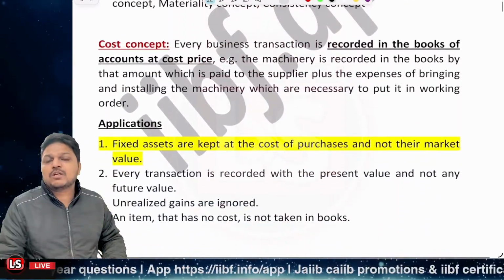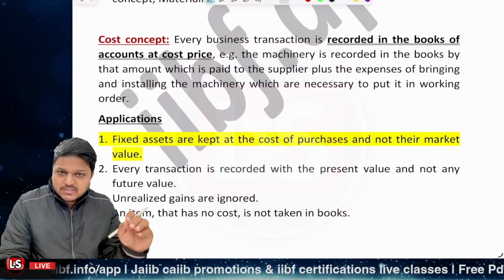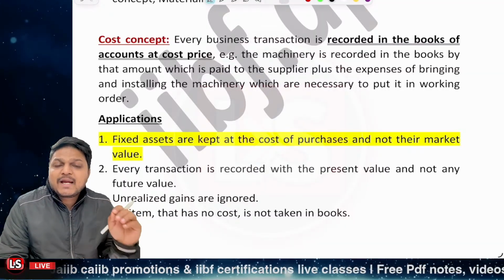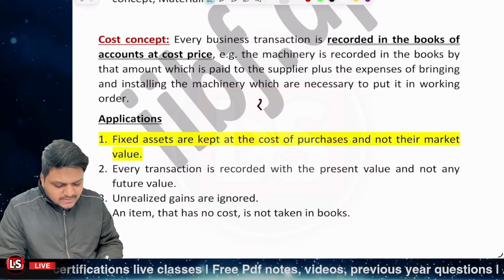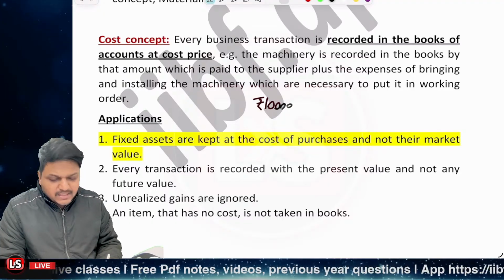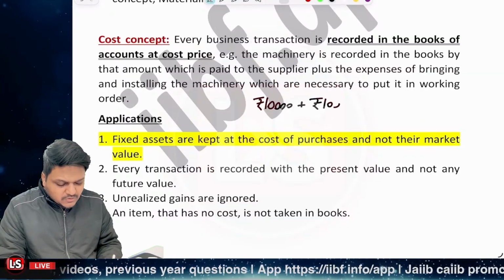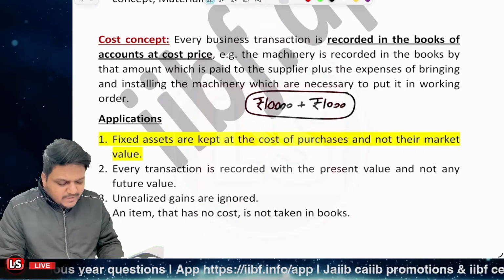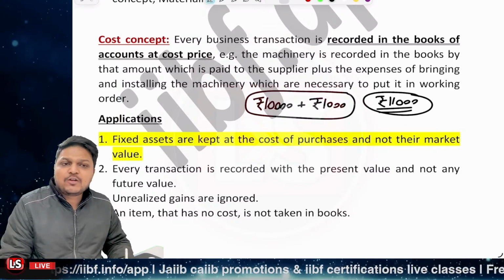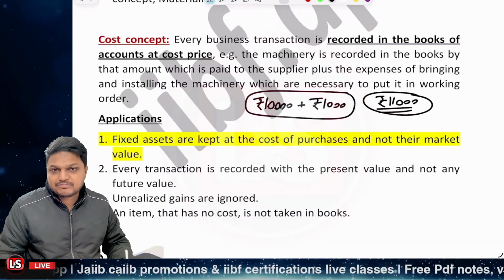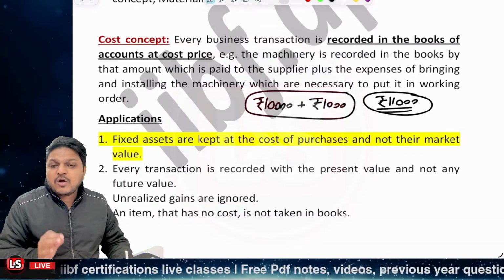First of all, it's the cost concept. As I told you, every asset which is purchased is to be recorded in the books of account at its cost price. Let's take a printer we purchased at rupees 10,000, and its installation cost us rupees 1,000. So the total cost at which it is acquired is rupees 11,000. We are to record this asset at rupees 11,000 in our books, and not at the current price.